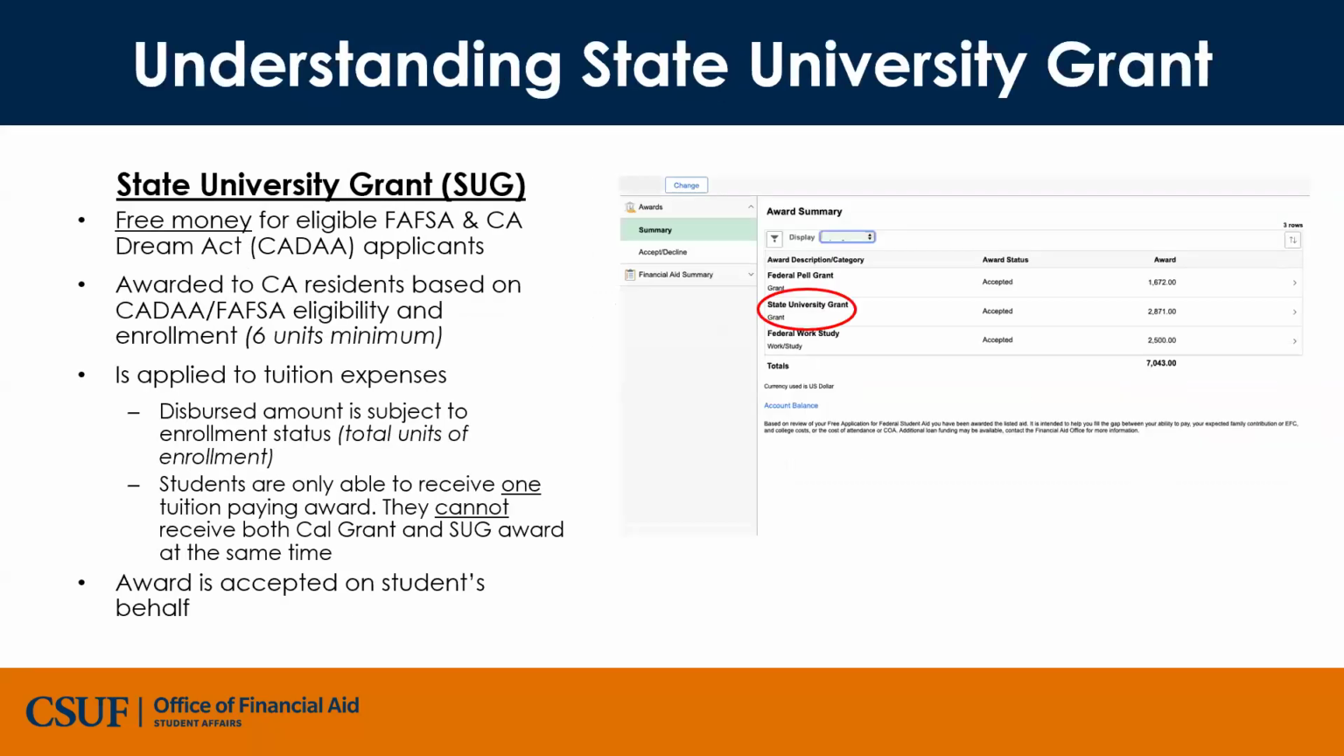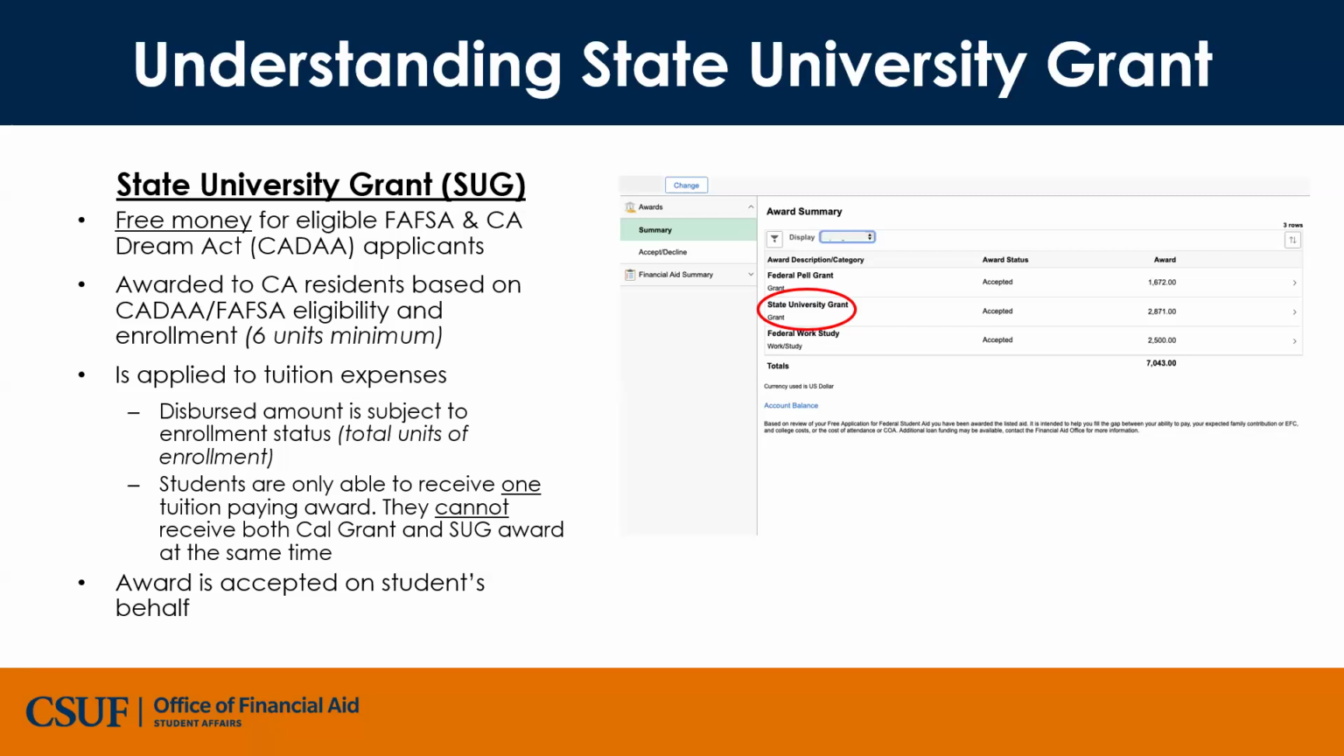Moving on, the State University Grant. The State University Grant is free money for FAFSA applicants and California Dream Act applicants, awarded to California residents based on the CADA and FAFSA eligibility and enrollment. They also require you to be in 6 units or more. The State University Grant is applied to tuition expenses.